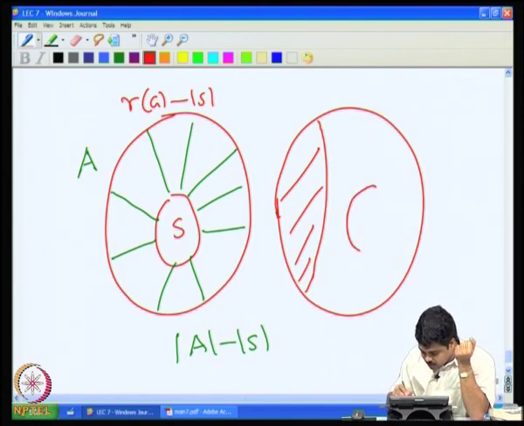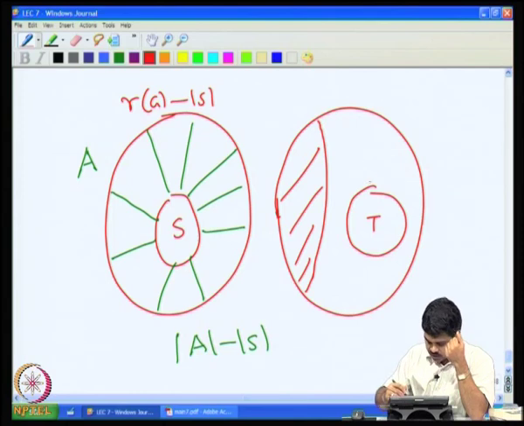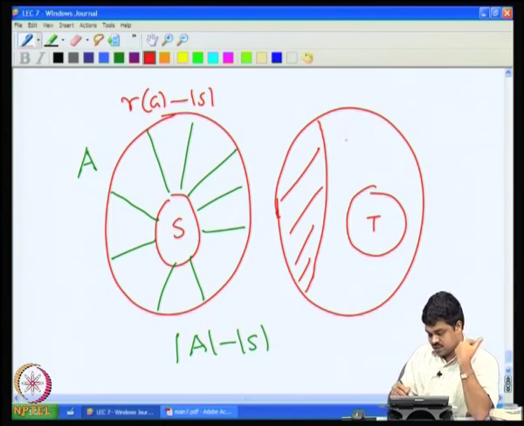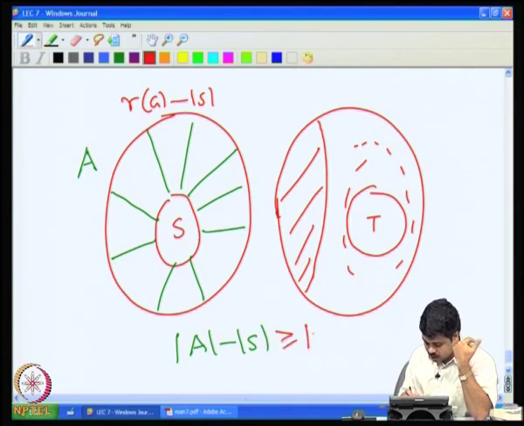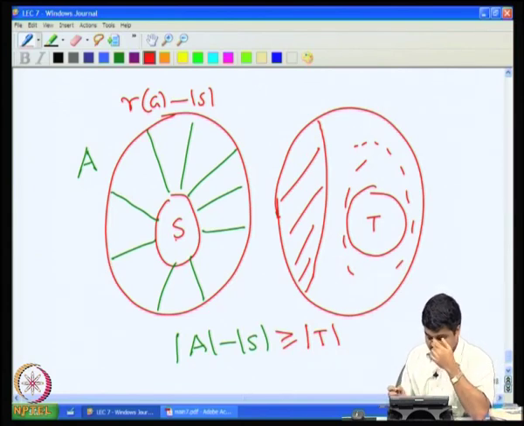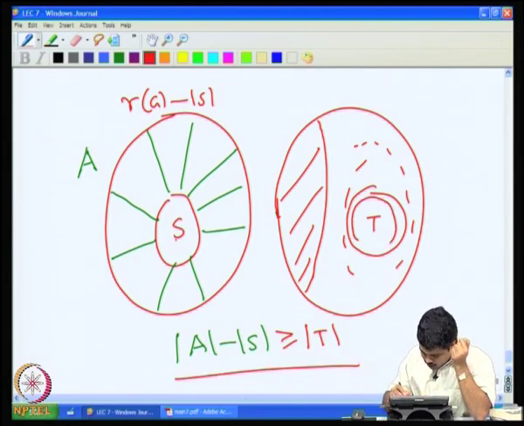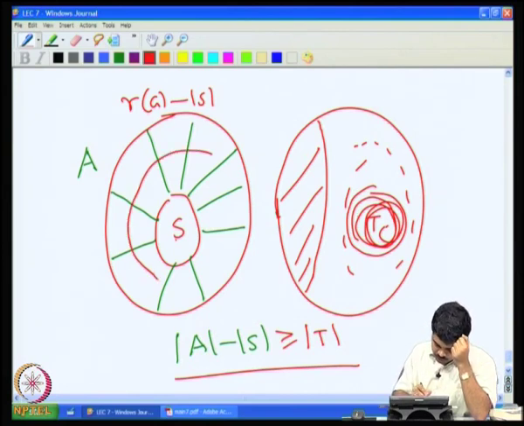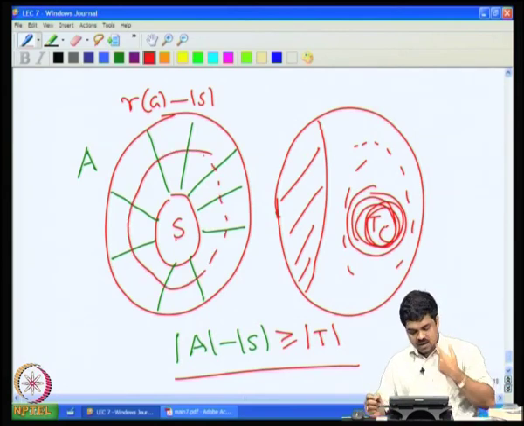So, this was already dominated by S. Here T was a maximal independent set, and this dominates all the vertices in this part. We have to show that the cardinality of A minus S is greater than or equal to the cardinality of T. In that case, S plus T will definitely be less than S plus A minus S, that is A. So, it will be less than or equal to gamma of G, because the cardinality of A is indeed gamma of G. We need to show that the cardinality of this set is less than or equal to the cardinality of this portion. How do we do that?